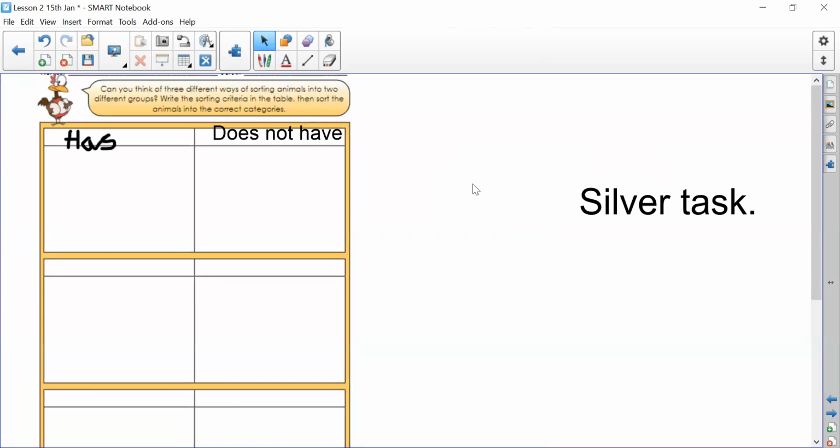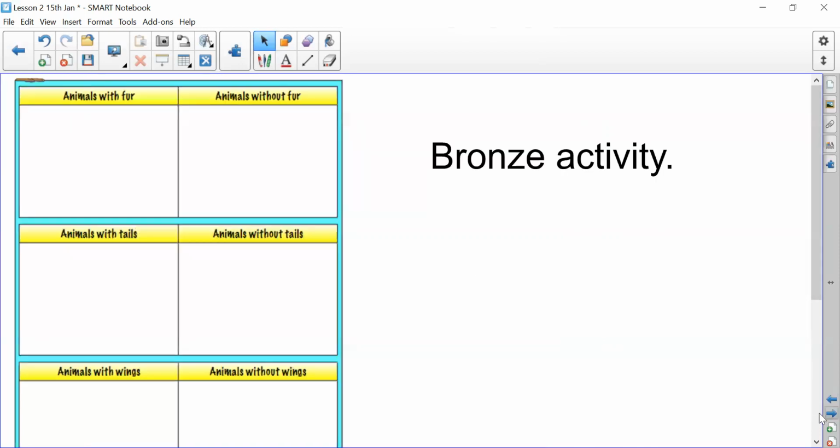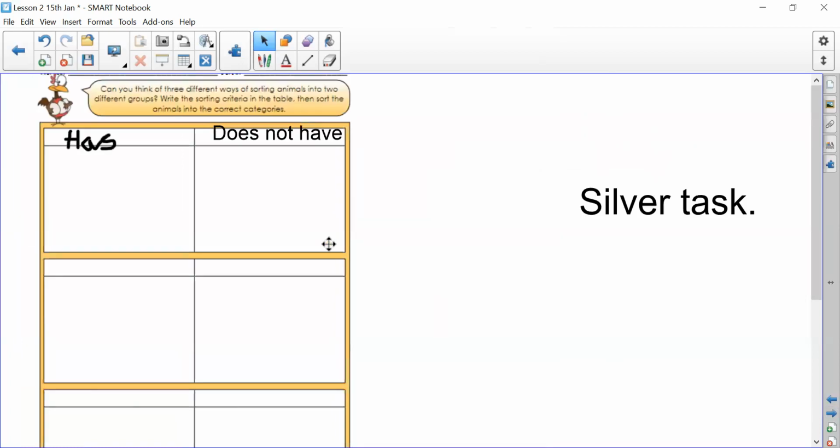Then, silver task, can you think of three different ways of sorting animals into two different groups? Write the sorting criteria in the table, then sort the animals into the correct categories. So similar to what you've just seen, but you're thinking up your own categories. So what did we have here? Fur, tails, wings. So perhaps we could say has claws, does not have claws. You could think all sorts of things. Has feathers, does not have feathers.